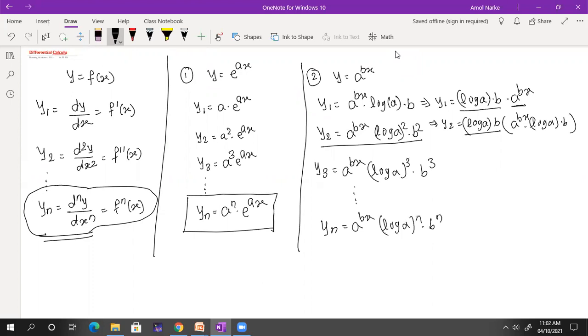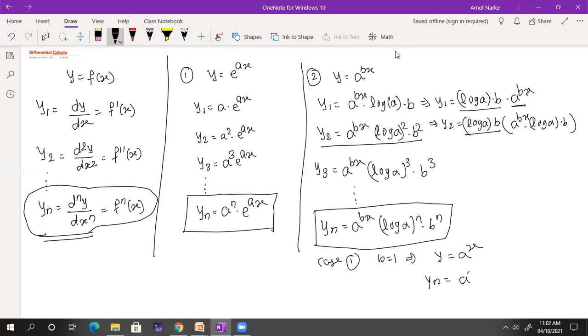Now, this is my standard formula. Now we can put the cases. Case 1. If b is equal to 1, then what happened? Then y becomes a raised to x. And then my yn becomes, tell me, if b is equal to 1, what will I get? a raised to x into log a raised to n. Yes or no?